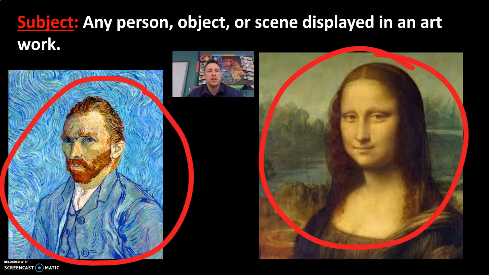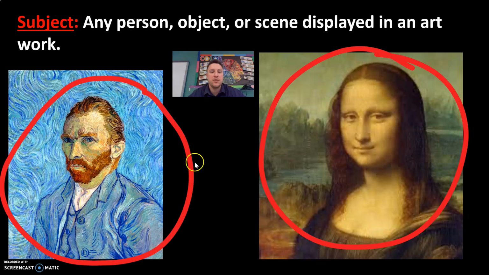And a subject in art is a lot like a noun in English, a person, place, or thing, but in art we say any person, object, or scene that's displayed in artwork. So here beneath us we have two main subjects. We have the famous artist Vincent van Gogh on the left. He is the main subject, the main person or an object in the artwork. And on the far right you have Mona Lisa, where that female figure is the main subject. So that is what a subject is.